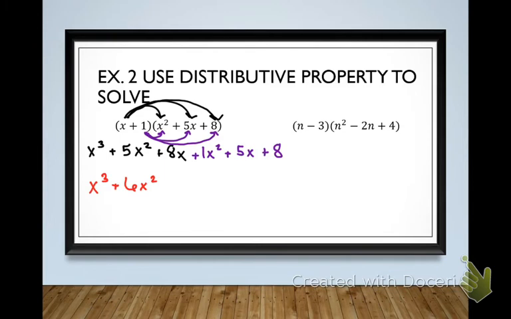What about 8x? Is there anything like 8x to combine? 8x plus 5x is 13x. Is there anything left? Just 8. Nothing to combine there. So that's my final answer.